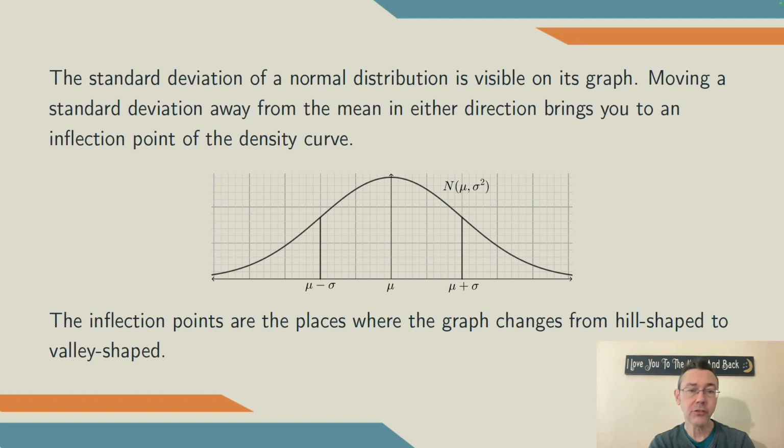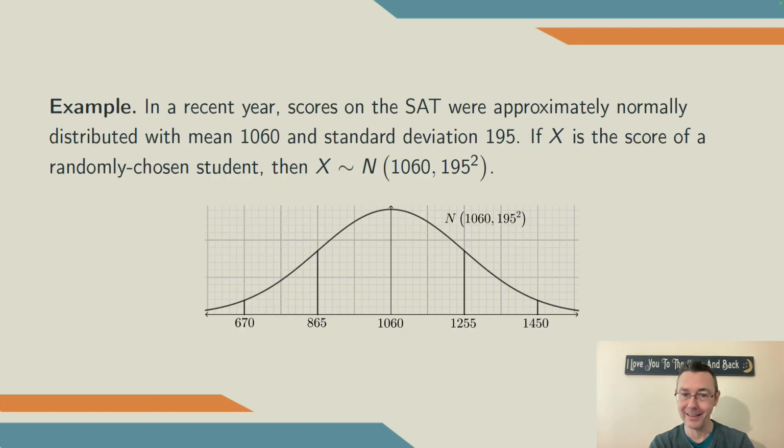The standard deviation of a normal distribution is visible on the graph. So we know the mean is at the middle, at the top of the bell curve. If you move one standard deviation in either direction, you get to one of the inflection points of the density curve. And by inflection point, I just mean the place where the graph changes from looking like the top of a hill to the bottom of a valley.